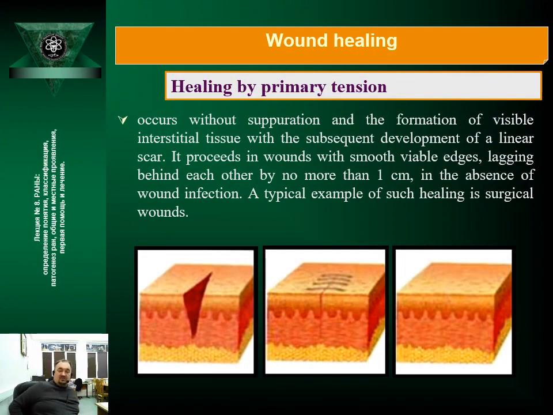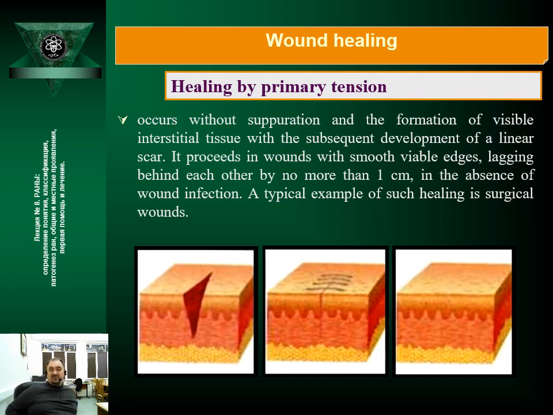Describing the last topic, we used such a term as healing by primary or secondary intention. So, what is the concept of healing by primary intention? In this case, healing occurs without inflammation, without suppuration, without the formation of visible intermediate tissue, because in this case the wounds are not suppurated, and the edges of the wound converge very actively with each other, which you see in the illustration. And subsequently, a small linear scar is formed.